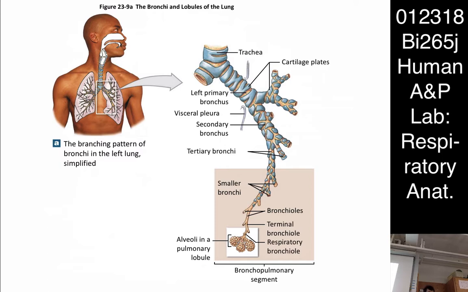The alveoli are the principal respiratory organ, right? That's the site of gas exchange. So all of this, the whole turf of a tertiary bronchus, is called a bronchopulmonary segment. Each tertiary bronchus has a bronchopulmonary segment associated with it, and no other.